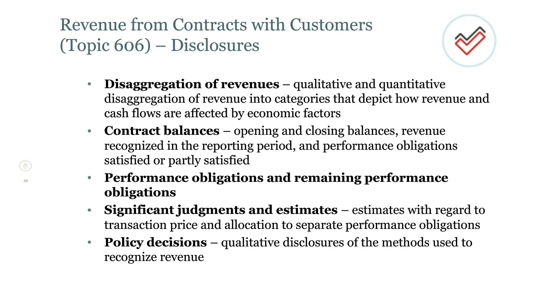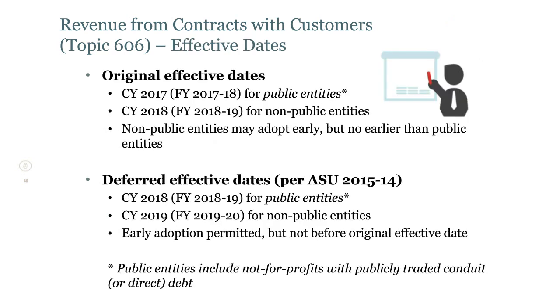The effective dates, if you're a public entity, you can see we actually had a 1-year deferral. But if you're a public entity, the implementation is right around the corner. If you have a December year end, these standards are effective starting January 1st, 2018. Or if you have a fiscal year end, 6/30 or later in 19. If you don't, you've got a little bit of time.